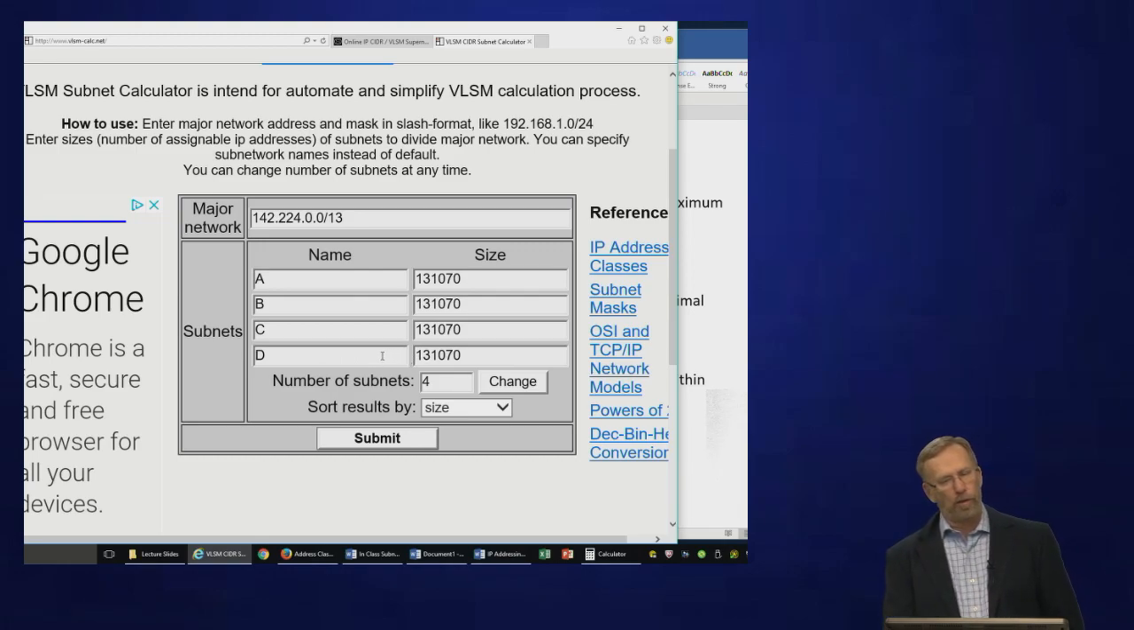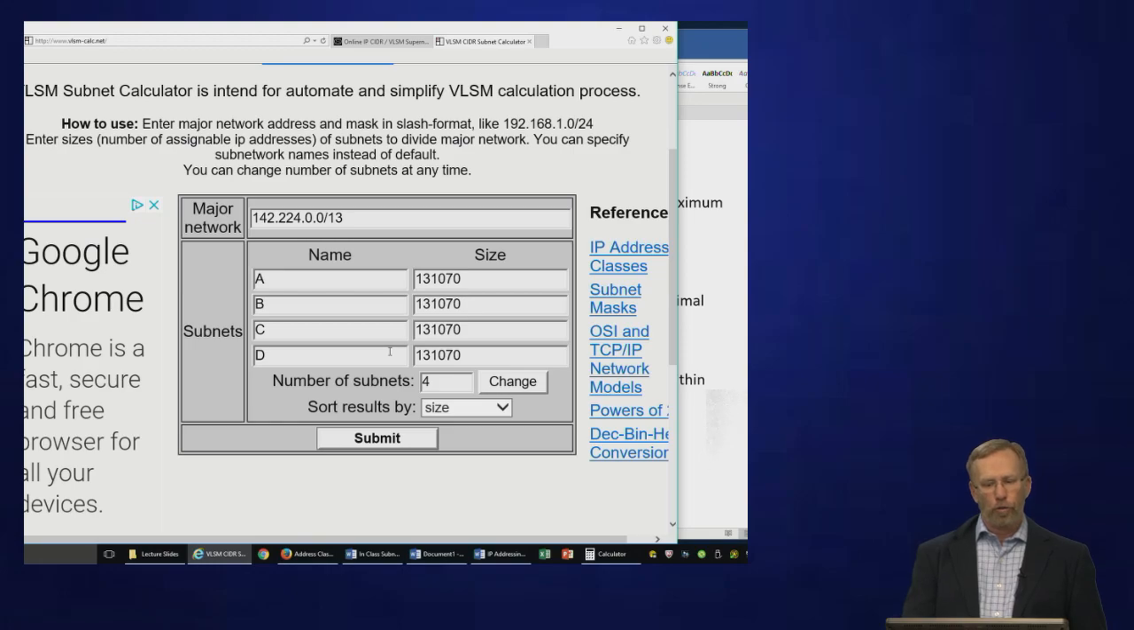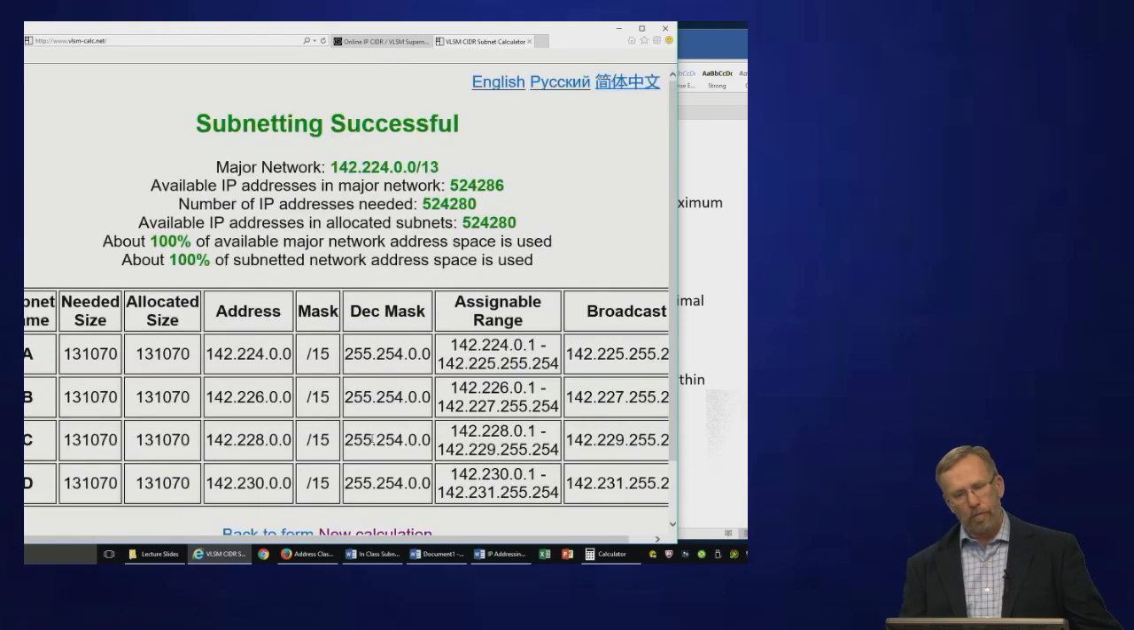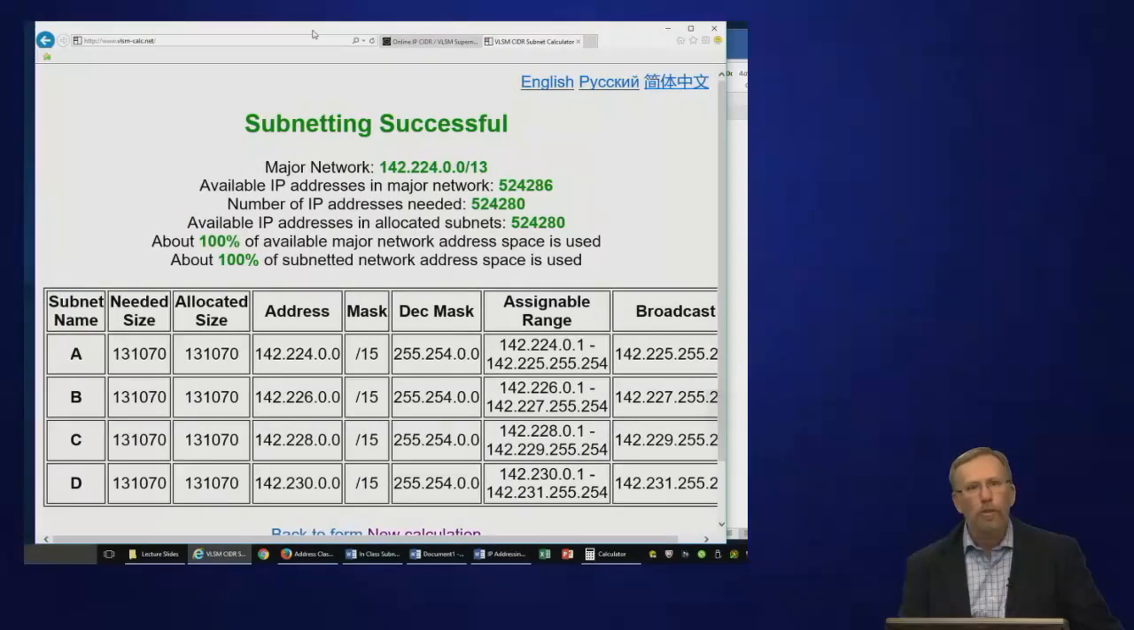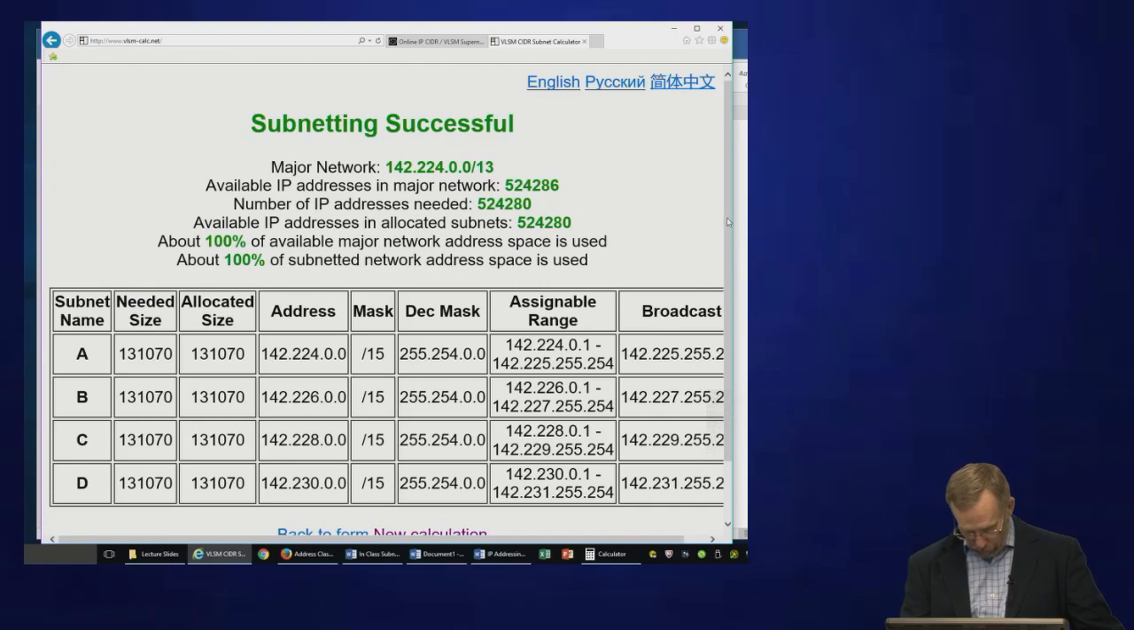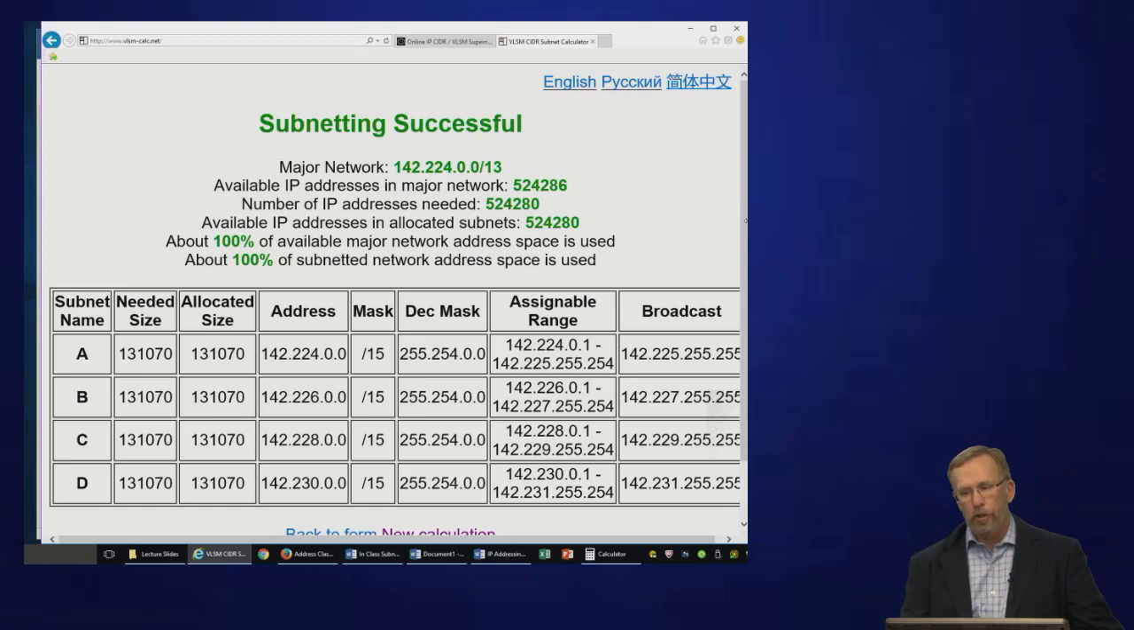It still hasn't told me what the size or what the parameters are for those subnets. The reason I'm doing /13 up here is because this 4 is telling the calculator to turn that /13 into a /15, because 4 is 2 bits in the net mask. So now if I click on submit, I'll get this table. Let me move this over a little bit where you guys can see the edge of it. You can see enough of it.